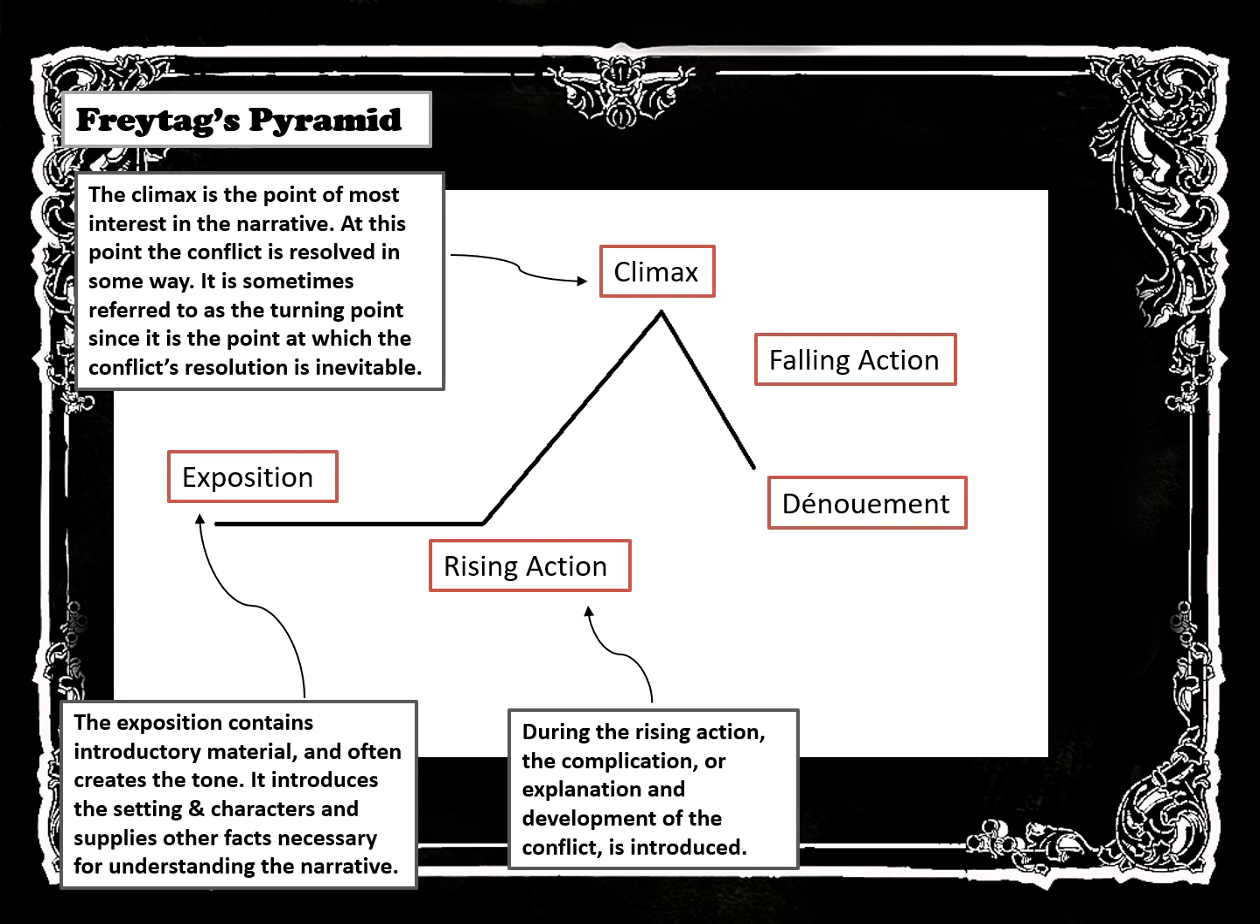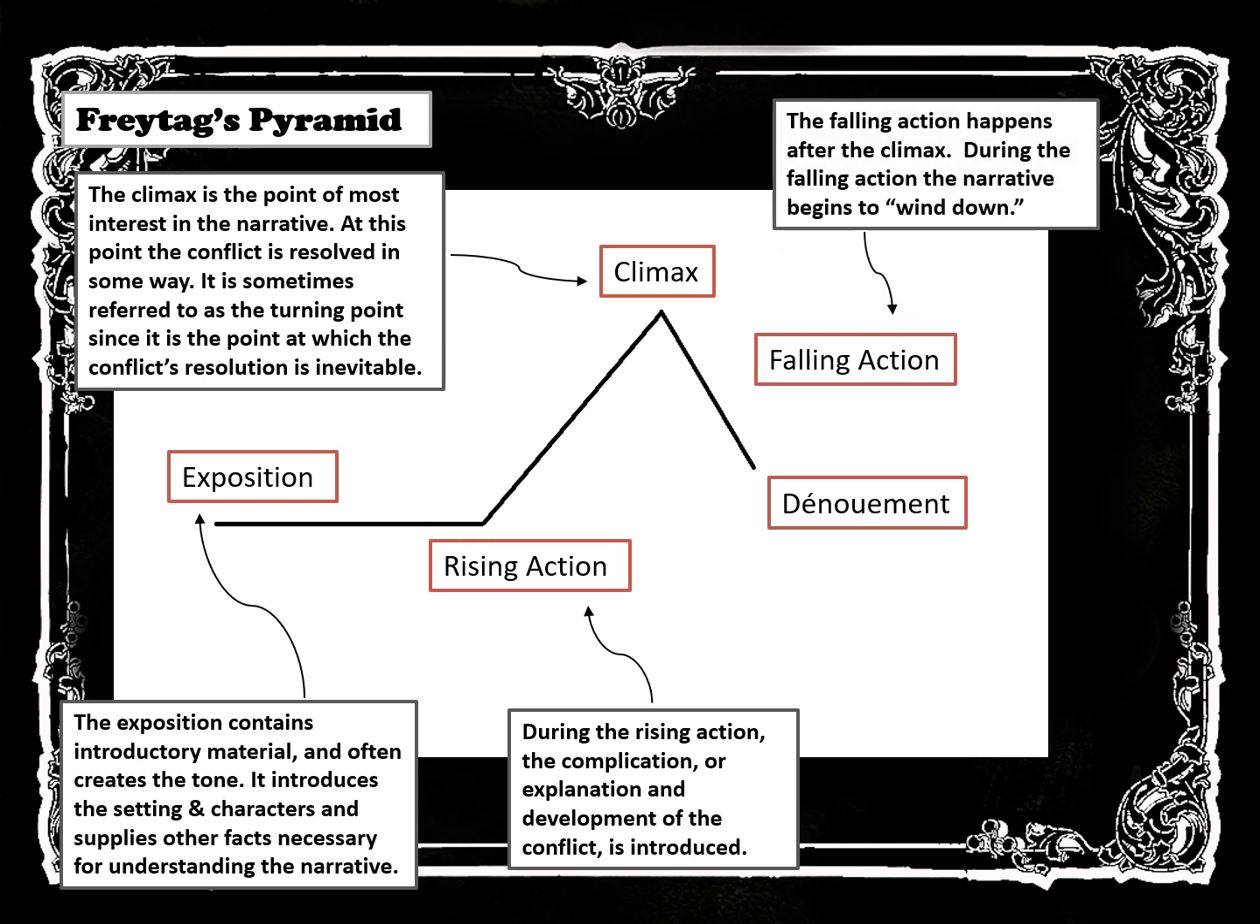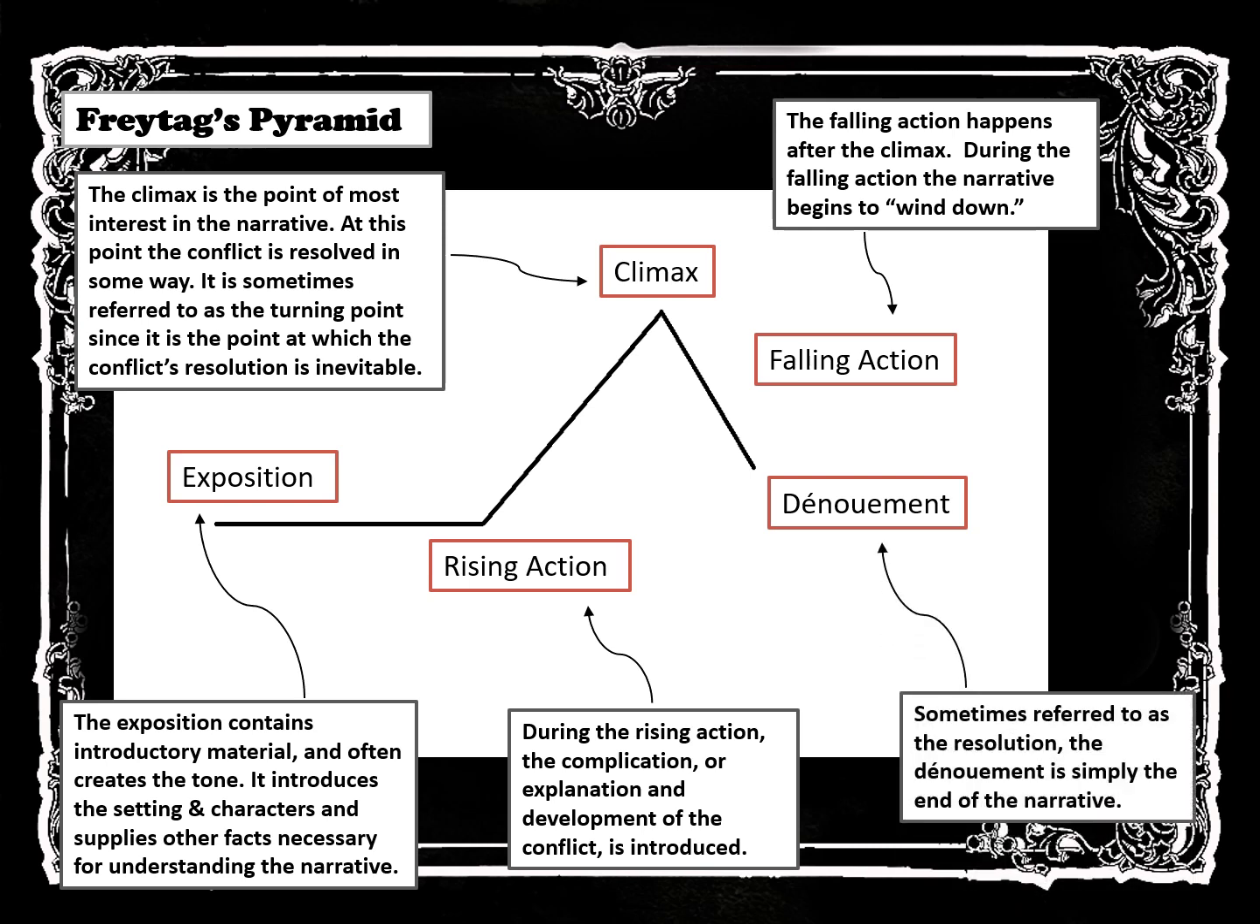And then basically after the conflict is resolved, we have the falling action. Everything that happens based on the resolution of the conflict occurs, and the story begins to wind down. The narrative begins to wrap up. And then basically that wrapping up is the denouement. Sometimes, like I said, referred to as the resolution. It is simply the end of the narrative.